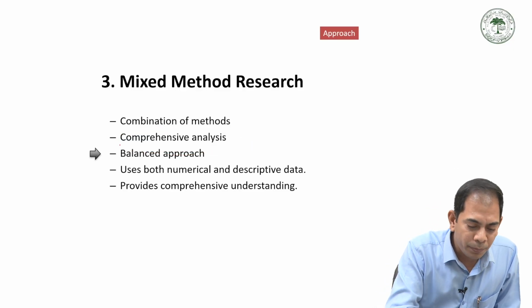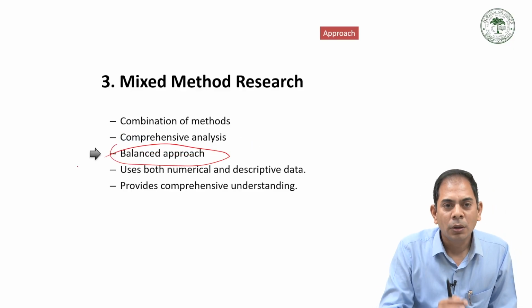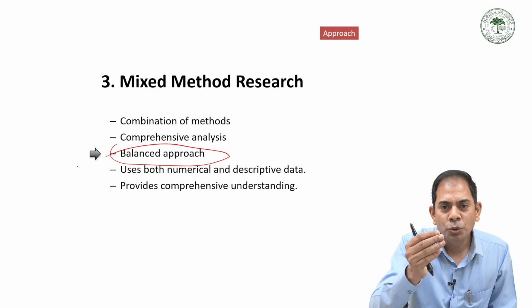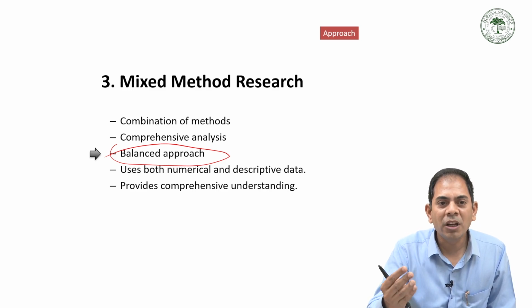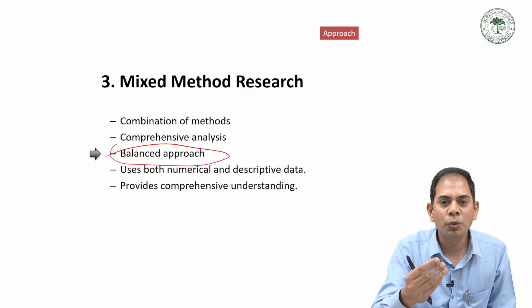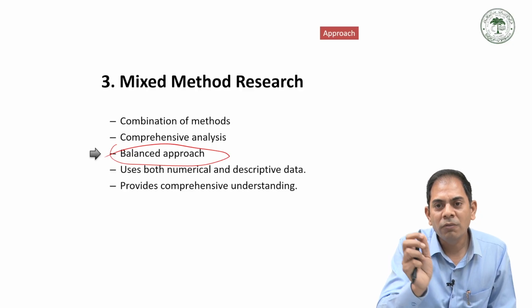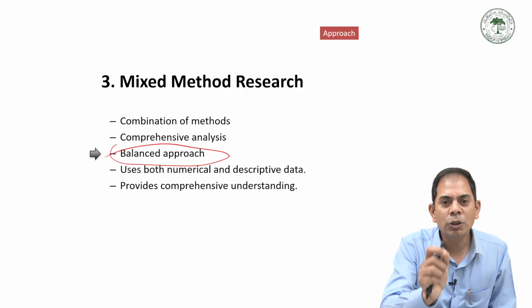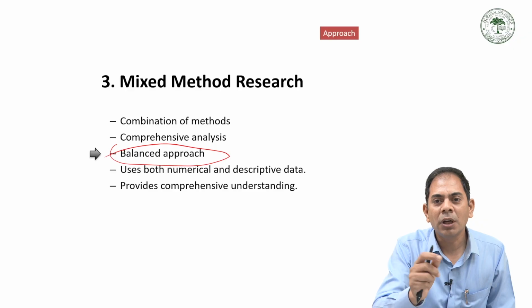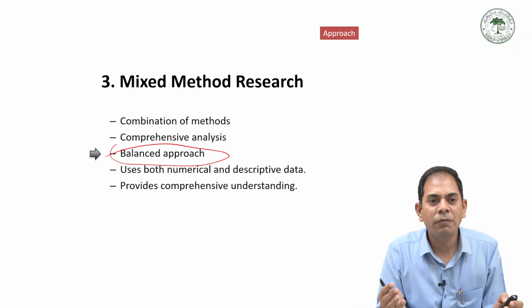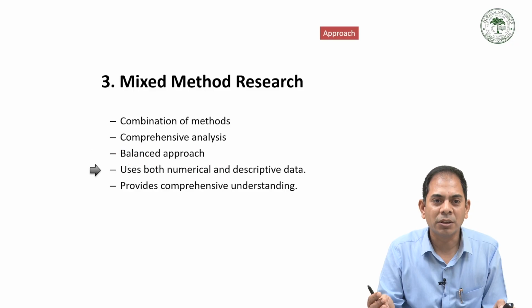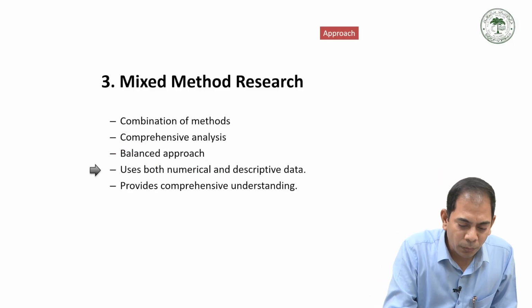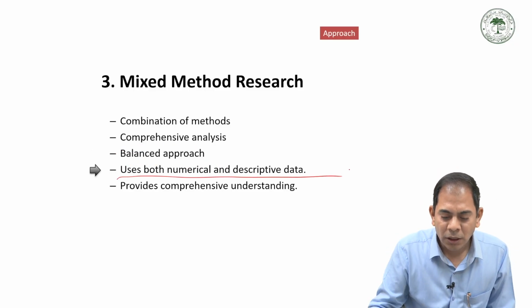Next is the balanced approach. A balanced approach means using different methods, ideas, and perspectives in a fair and proper way without depending too much on only one side. In research, a balanced approach often refers to combining the strengths of different research methods to get more accurate and complete results.